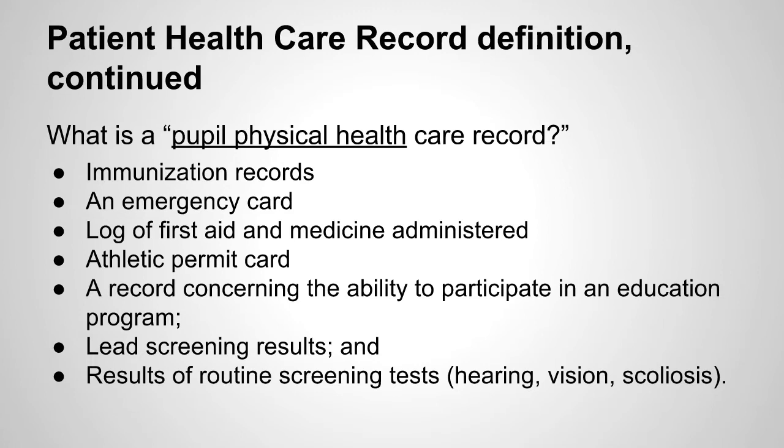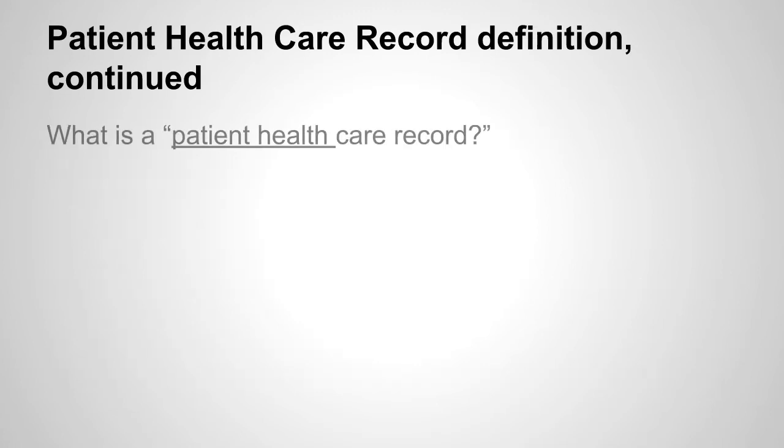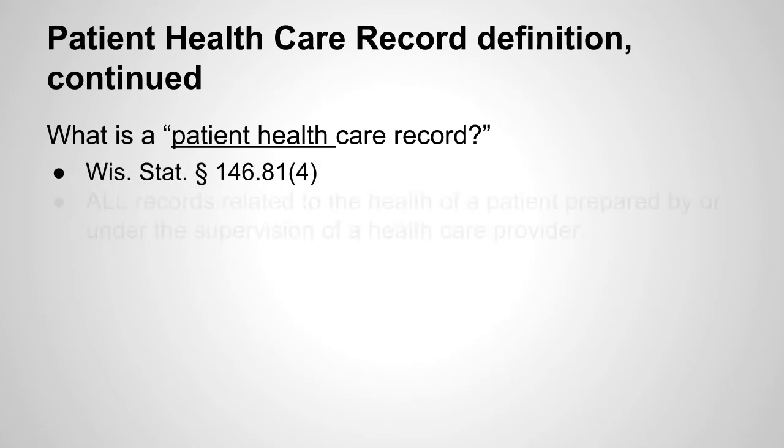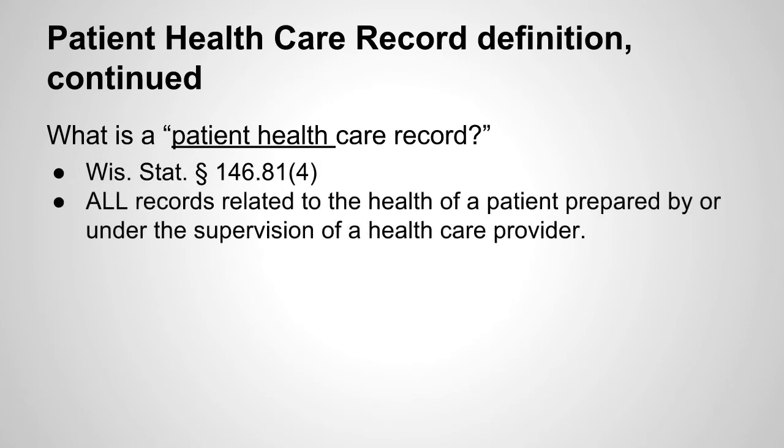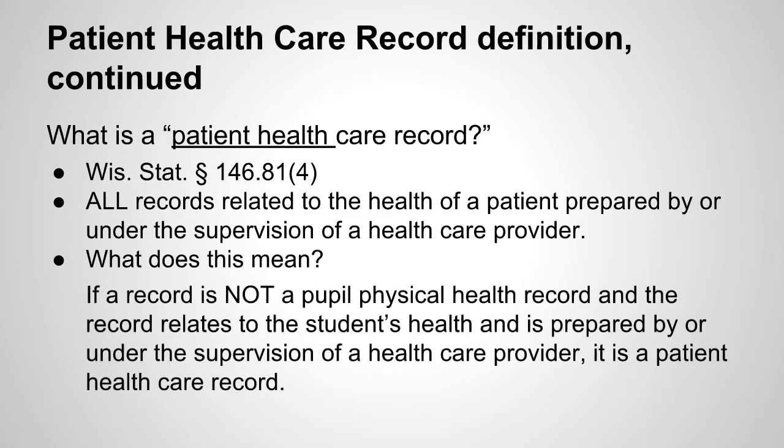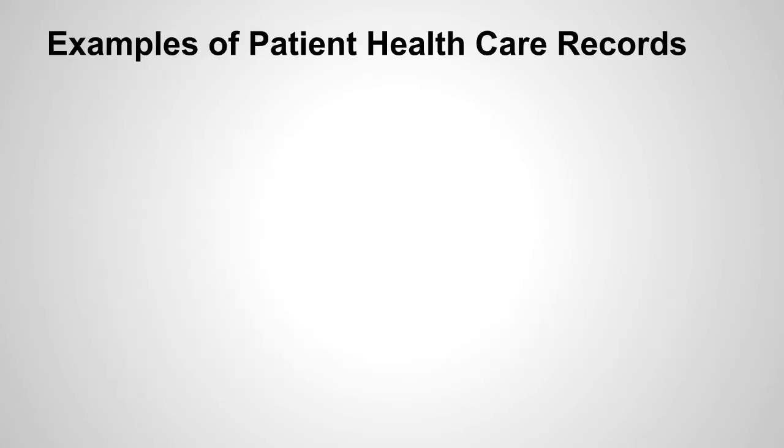Now that we know what a pupil physical healthcare record is, let's talk about what a patient healthcare record is. Again, this is defined in Wisconsin statute. It includes all records that relate to the health of a patient prepared by or under the supervision of a healthcare provider. What does this mean? If a record is not a pupil physical health record, as we just discussed, and the record relates to the student's health and is prepared by or under the supervision of a healthcare provider, it is a patient healthcare record.